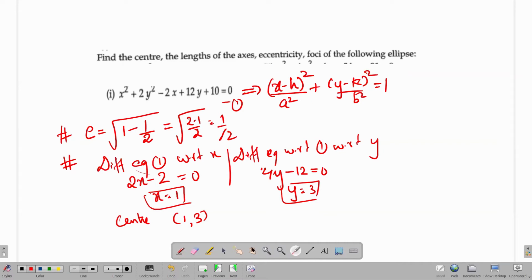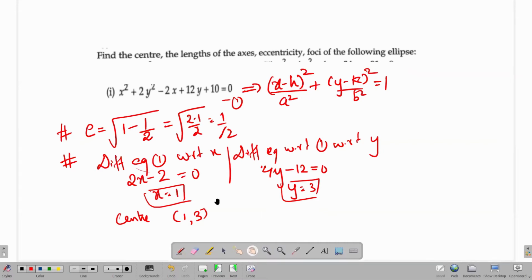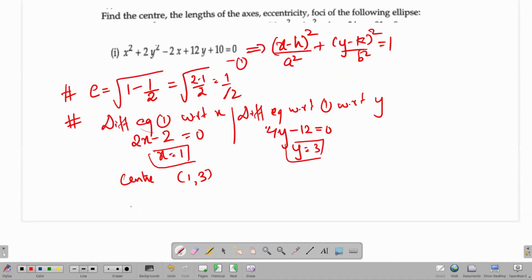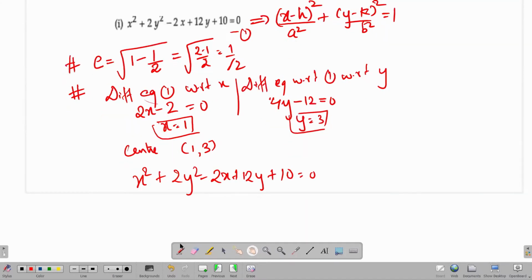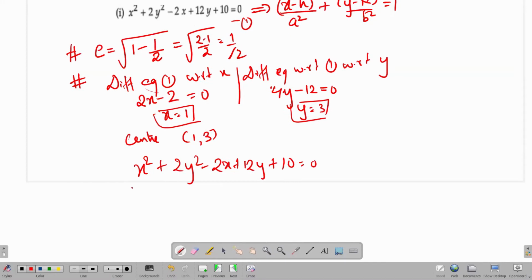Now I have to reduce this equation in this form. So now what we do here, I'm just rewriting the equation. My equation is here x square plus 2y square minus 2x plus 12y plus 10 equal to 0. As we have obtained the center here, I'm just reducing this equation in this form. So I just replace this by a complete square, that is x minus, here I put the x coordinate of the center.